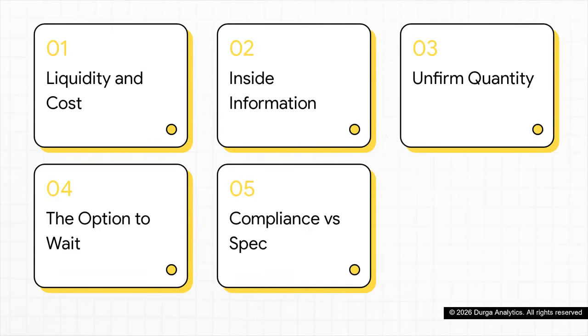So here's exactly what we're rigorously testing today: liquidity and cost, inside information, unfirm quantity, and buying the option to wait.